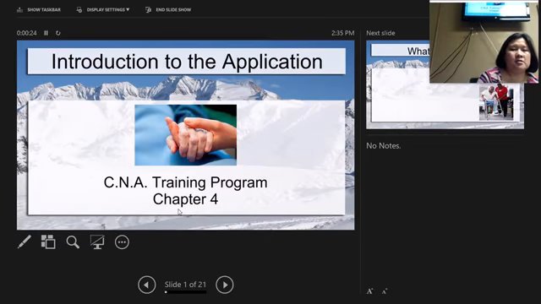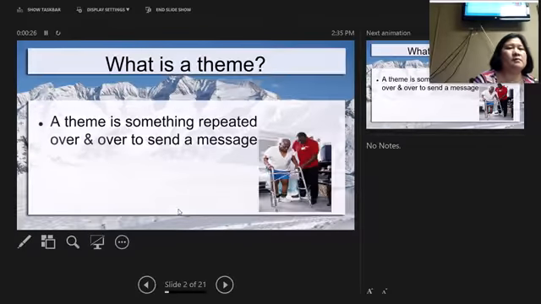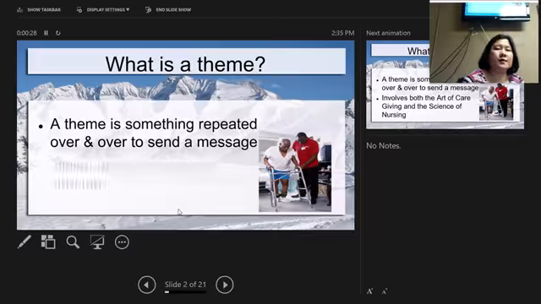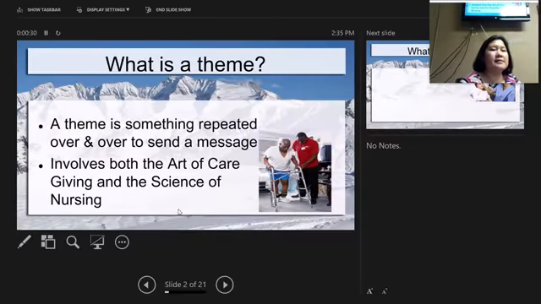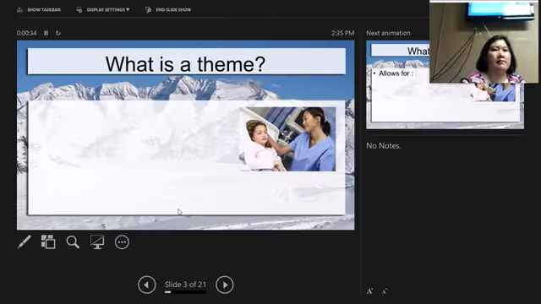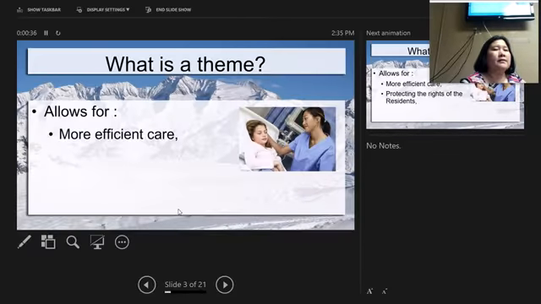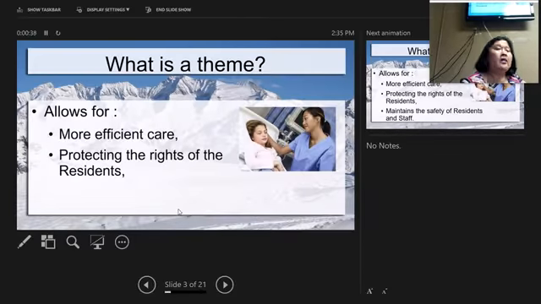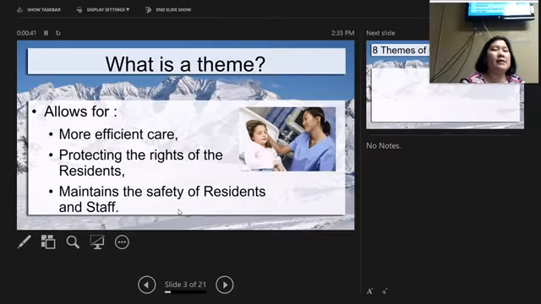Intro to the application. This is about themes. So a theme is something that is repeated over and over again to send a message and involves both the art of caregiving and giving proper care. So it allows for more efficient care, it protects the rights of the resident, and it maintains the safety of the residents and staff.